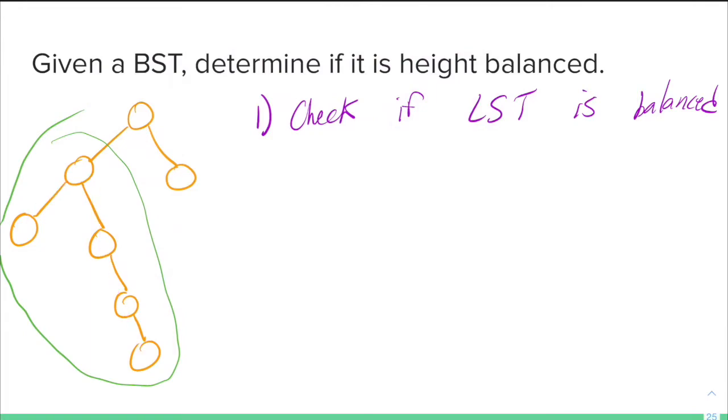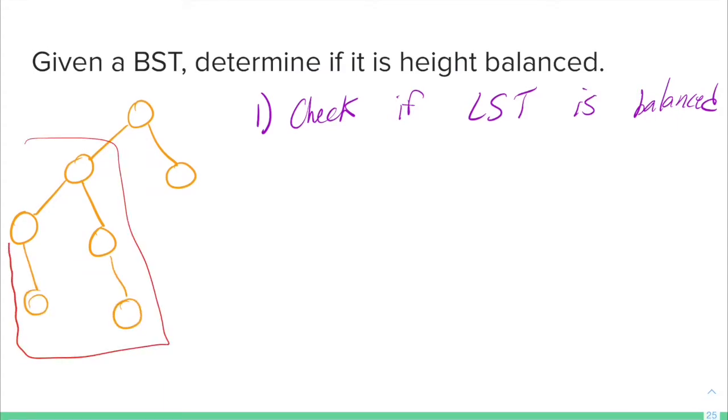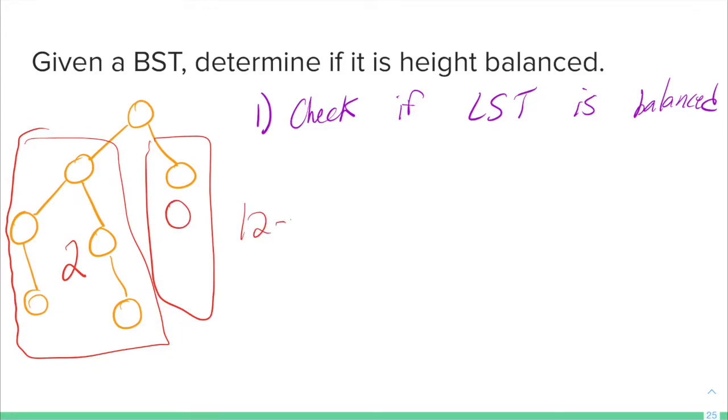However, if we know the right subtree is balanced and the left subtree is balanced, then all we need to do is look at their differing heights. So for example, this subtree right here is height balanced. However, the whole tree is not height balanced, and that's because the height of this tree is 2 and the height of this subtree over here is 0. And so this idea that 2 minus 0 gives you 2, which is greater than 1, informs us that this tree is not height balanced.